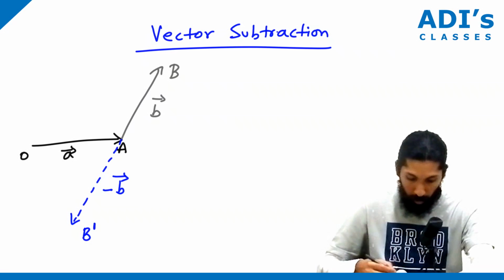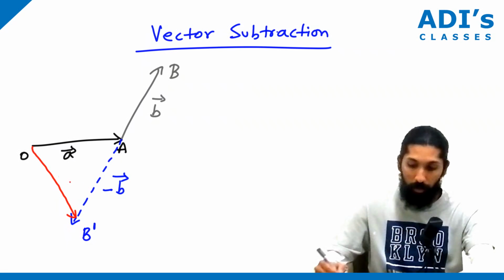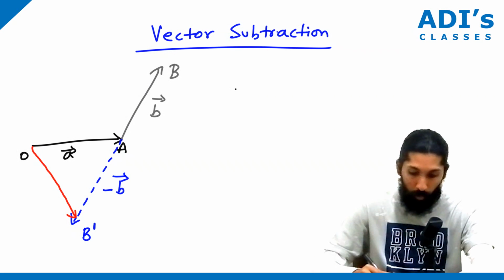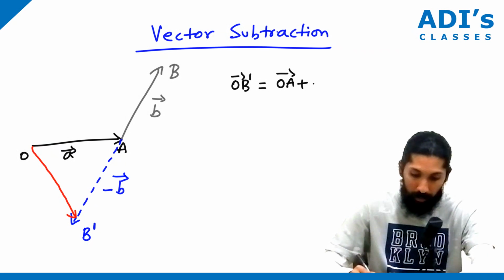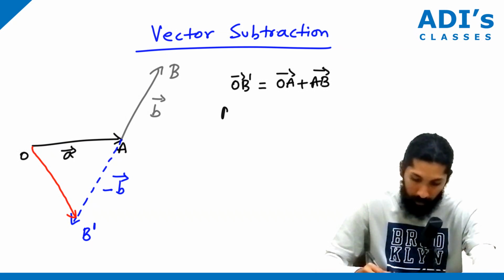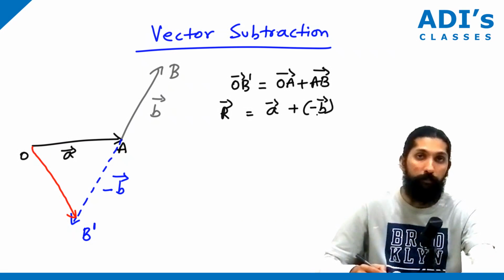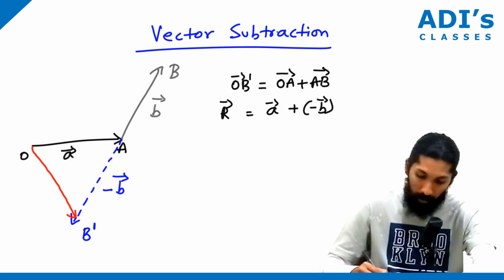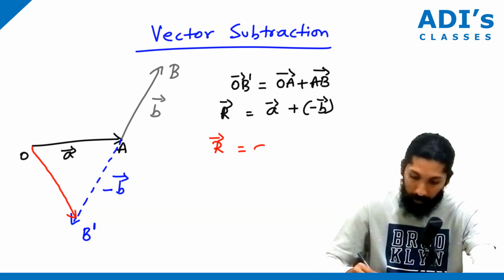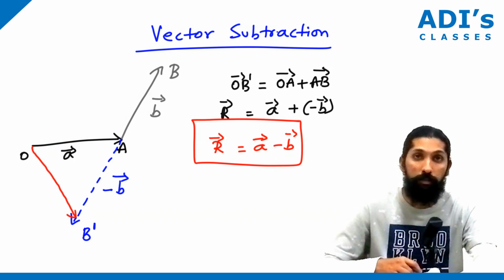Now what we do? You join O and B dash here. According to the triangle law, OB dash is equal to OA plus AB dash. Correct? So the resultant R is equal to vector A plus of minus vector B. What is A plus of minus B? Minus, right? So what do you get now? Vector R is equal to vector A minus vector B. This is basically vector subtraction.